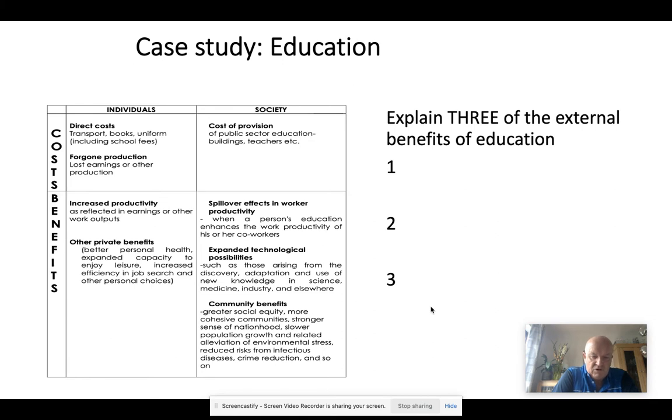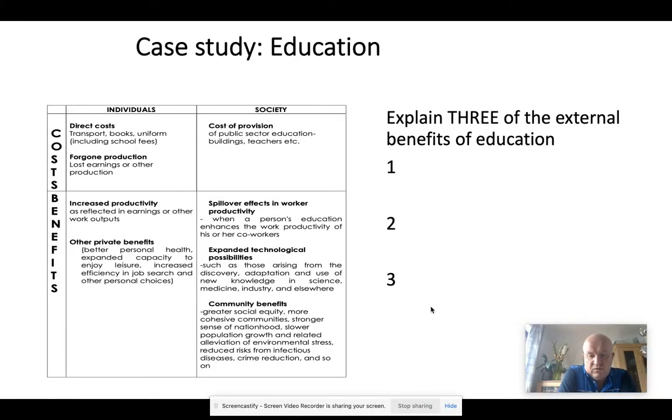Okay. However, one could argue some of the benefits of having a decent education system is that we get some significant improvements in worker productivity. So when a person has better education or is better skilled, that's going to probably mean that production will be enhanced. Possibility of expanded technological possibilities with the adaptation of new knowledge or science or innovation of some description, that clearly can be significant benefit to the whole of society, and significant community benefits too, as you can see.